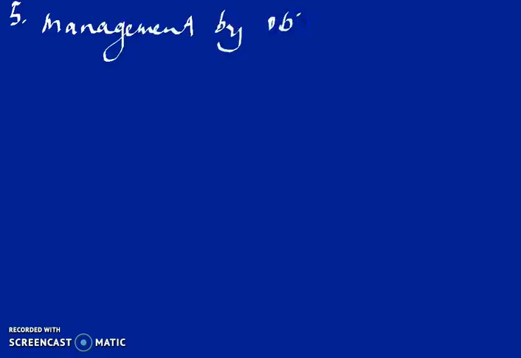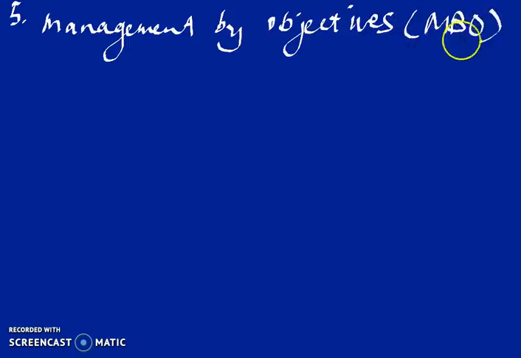And the fifth and last principle is called management by objectives. And the acronym we will use is MBO. So every time we mention MBO, you should know that it refers to management by objectives. Remember, there's an S behind objective because there are more than one objectives in this process. You'll see in a minute.